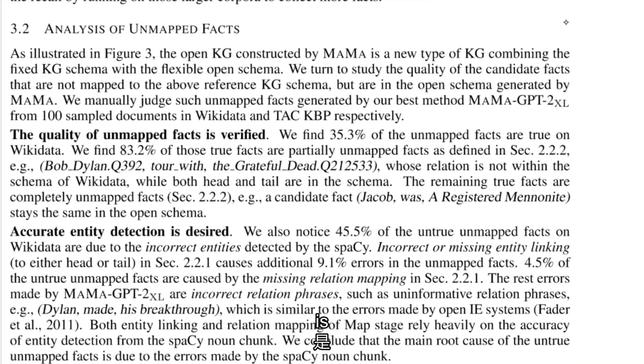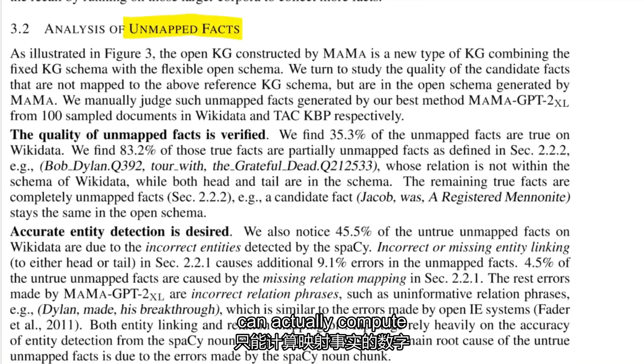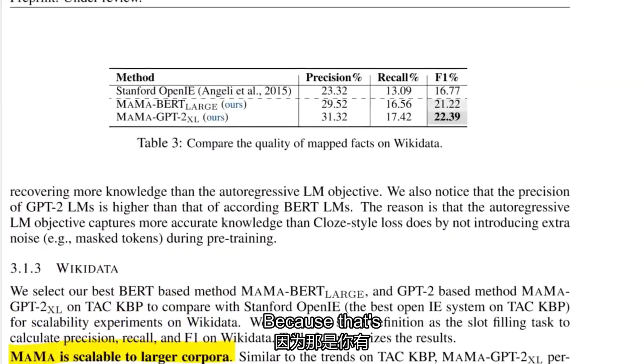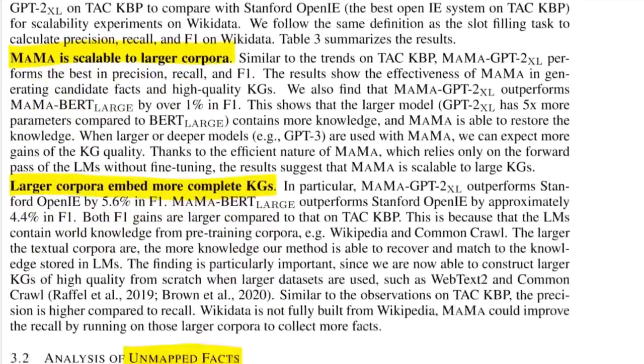The other interesting part is the unmapped facts. The numbers you can actually compute only for the mapped facts, right? Because that's where you have data. Humans produce the knowledge graphs from this. That's what you can compare with.